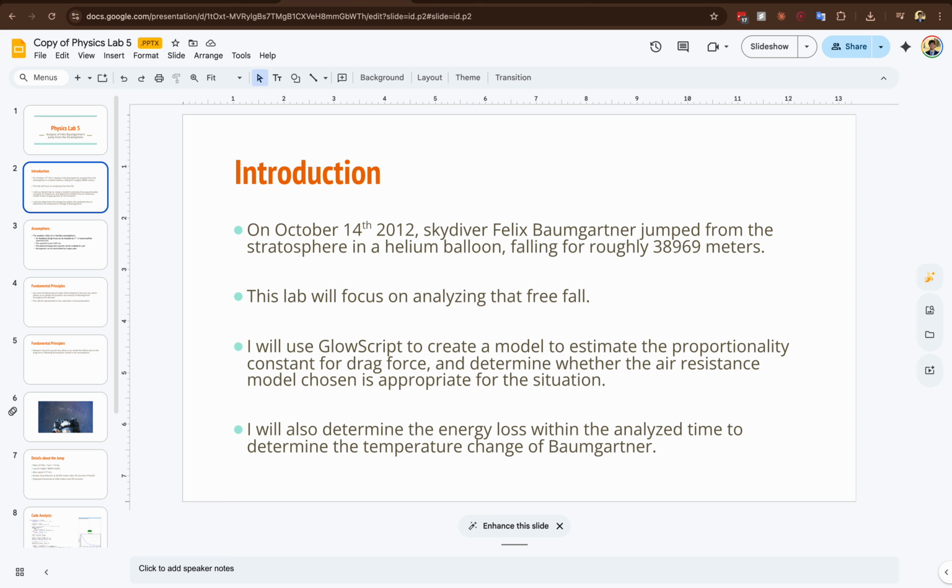For this, I built a GoScript simulation that accomplishes three goals. First, we're estimating the proportionality constant for the drag in the drag equation, which is b. Second, we evaluate whether our simplified air resistance model is actually appropriate for these altitudes. And third, we calculate the mechanical energy loss in the fall and find the temperature change that he would have experienced in the end.